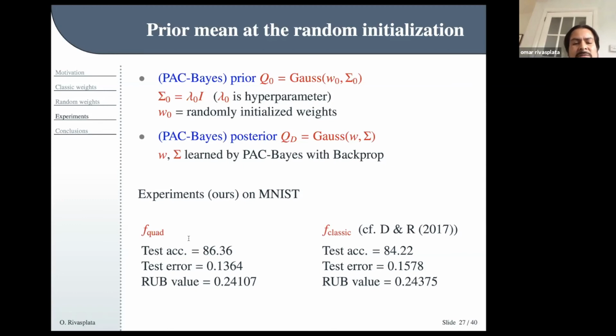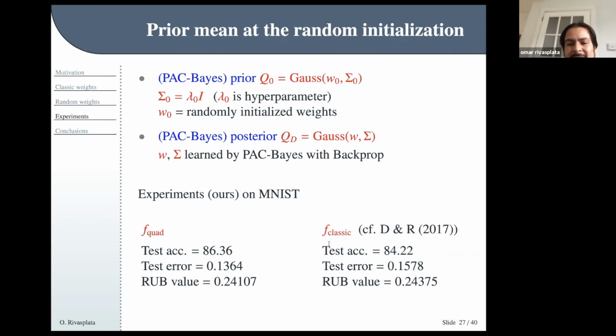So that corresponds to a test accuracy of a little over 86%. But what was important to see was the value of the risk bound. So this is the theoretical guarantee. The test error is like 13%. The theoretical guarantee on the error on unseen examples is like 24%. This is more or less comparable with the results that Zugatti and Roy obtained back in 2017.